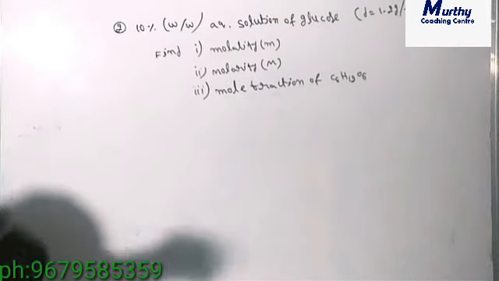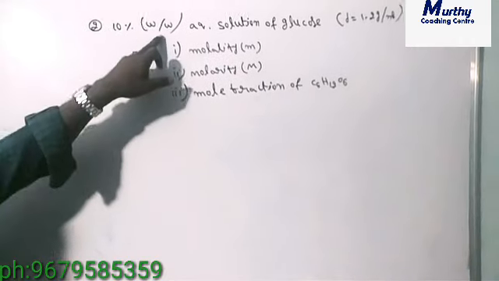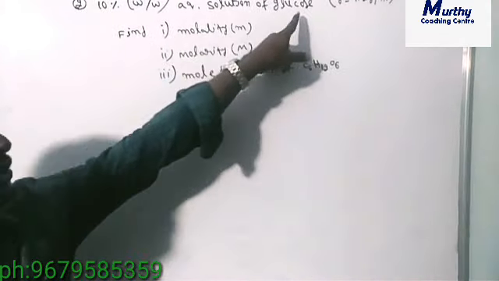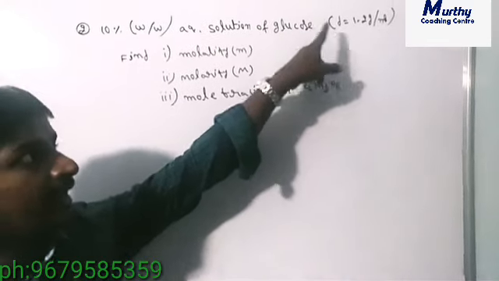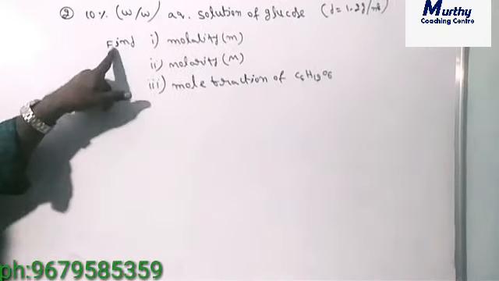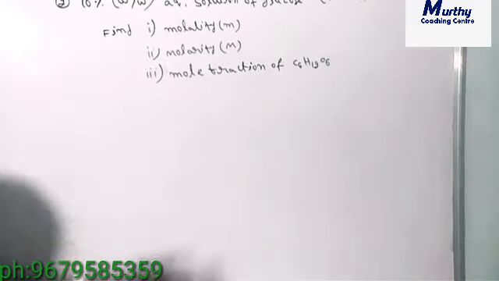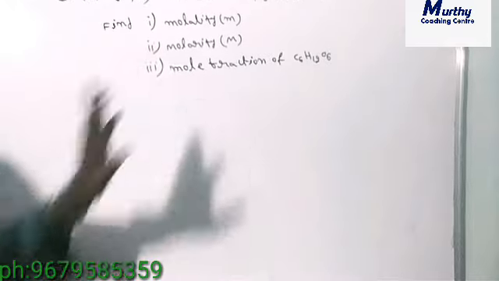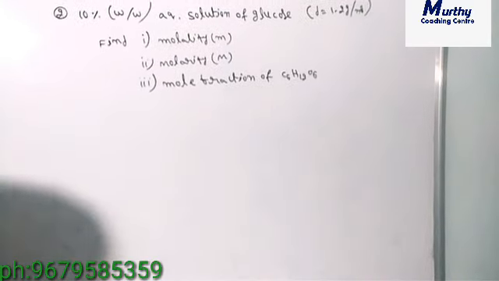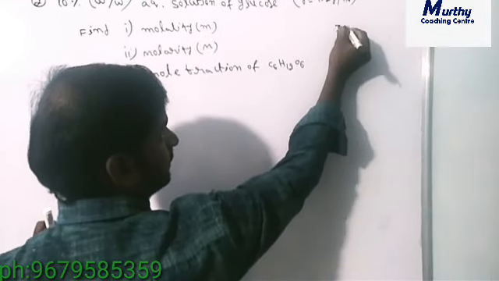Second question: 10% W by W, otherwise mass by mass, aqueous solution of glucose and density 1.2 gram per ml. So find the molarity, molality and mole fraction of glucose. So this is a 3 marks question. This is the 3 marks question in CBSE.